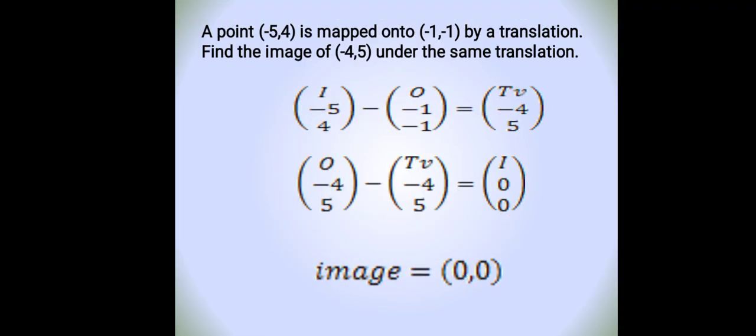A point (-5, 4) is mapped onto point (-1, ...) by translation. Find the image of (-4, 5) under the same translation. Now we also have to find the translation vector in this question. So we take the image vector minus the object vector. We get the translation vector to be (-4, 5). Now translate the object using the same vector. We get that our image is at the point (0, 0).